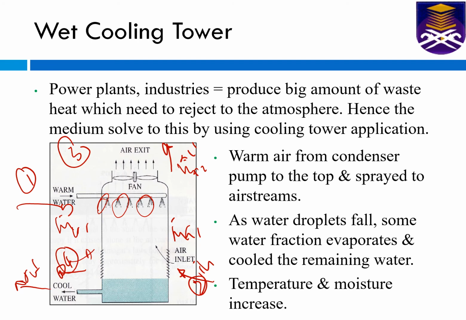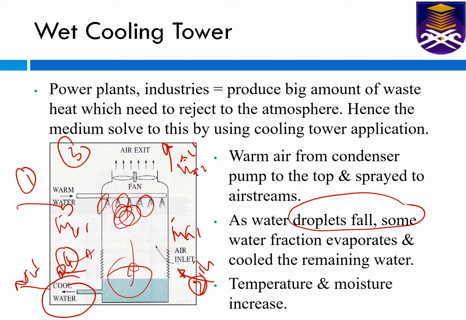The air inlet will reduce the warm water coming in, and then it will drop down as cool water in the below sections. The warm air from the condenser pumps to the top and goes straight into the airstream, the water droplets fall as cool water, and then this cold water will be collected and brought into your AHU unit or into your chiller.